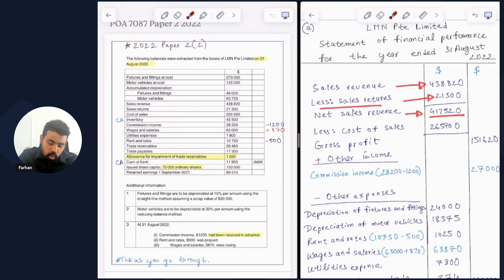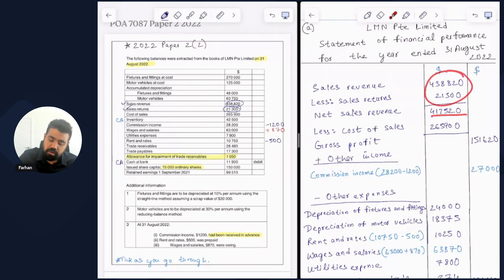417,520. So what I recommend is, as you prepare this during your exam, as you select each item, make sure to tick them so that way you know that you have already picked that item. All right. So let's see what's going on. Look into the question on the left hand side of your screen. We have already selected sales revenue, which is 438,820. You can see here. And we have already selected sales returns, which is $21,300 here. As you can see, these two numbers have already been utilized here. And that's how we get the net sales revenue of 417,520.